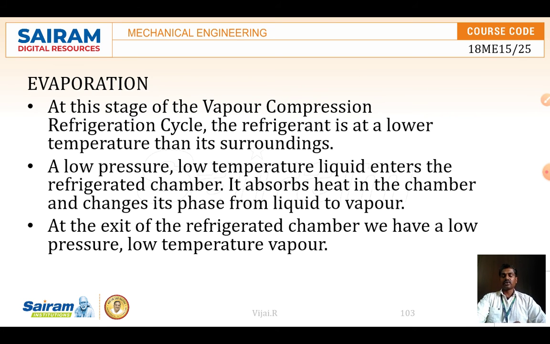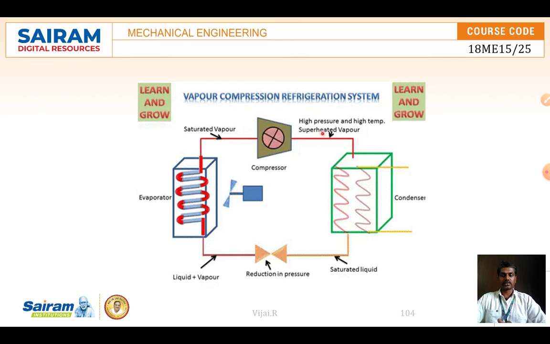After the expansion valve, it goes to the evaporation chamber. Then again, it absorbs the heat from the chamber. So this cycle carries on from evaporation, then compression, then condensation, then the expansion valve. So this entire cycle is happening, and that's what we have here as a vapor compression refrigeration system.